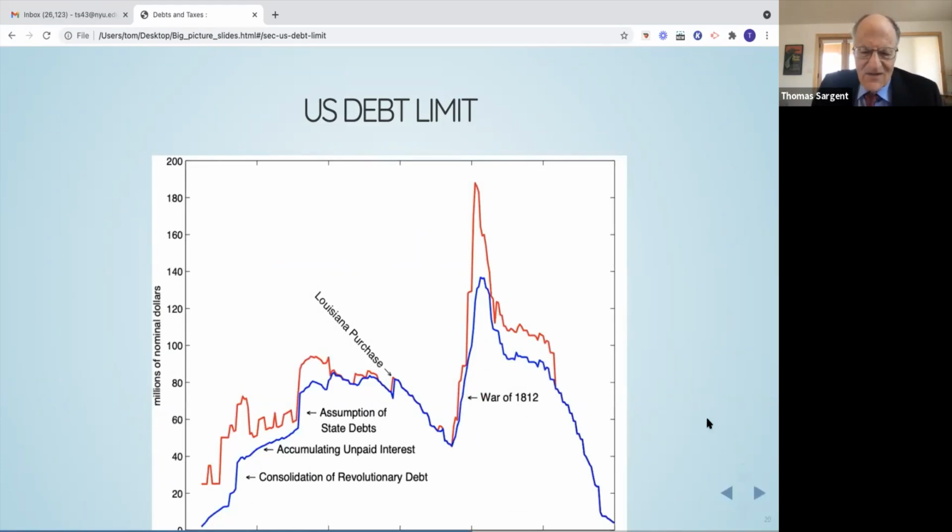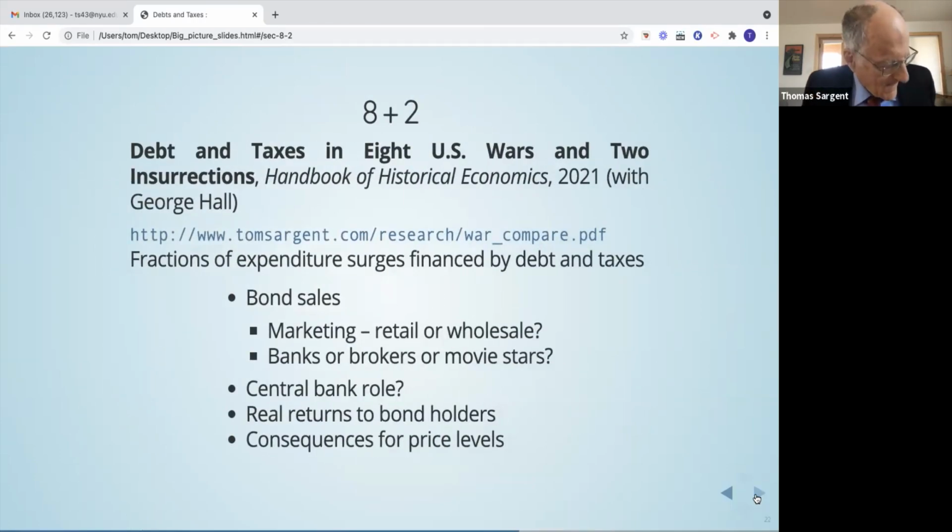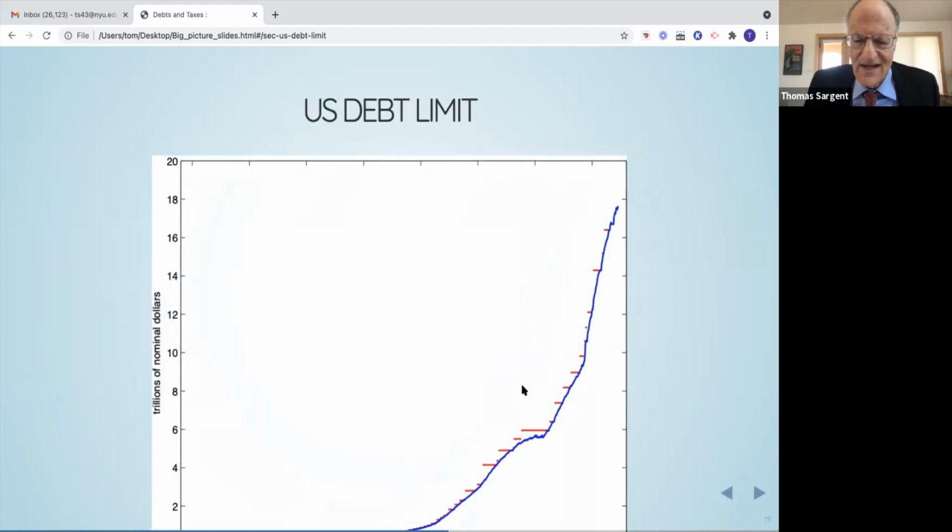But here's what George and I did, and I'm sorry about these slides. The red is the debt limit, and the blue is the actual debt. And this is from the beginning of the Republic. If you look at what the debt limit is that George and I added up bond by bond, it used to be binding and it was often lowered. And there were episodes where the president wanted to issue more debt and he couldn't do it legally. So that changed. This is kind of a poor man's mechanism design. You can kind of ask why it changed.